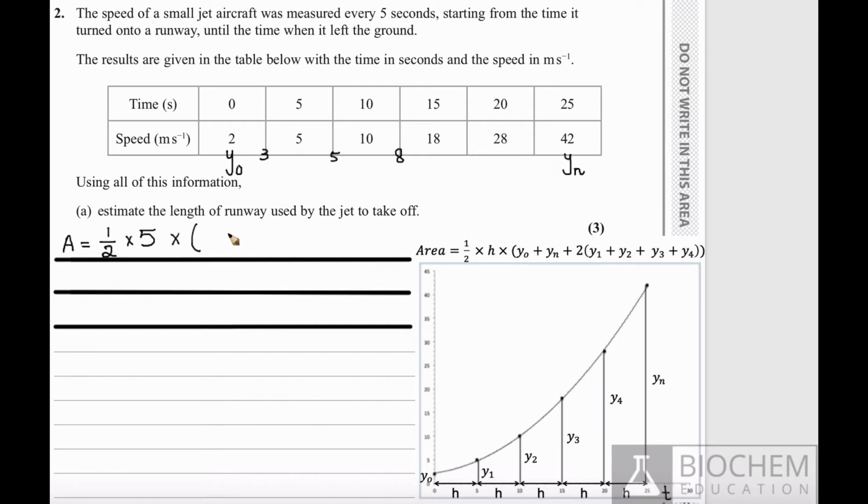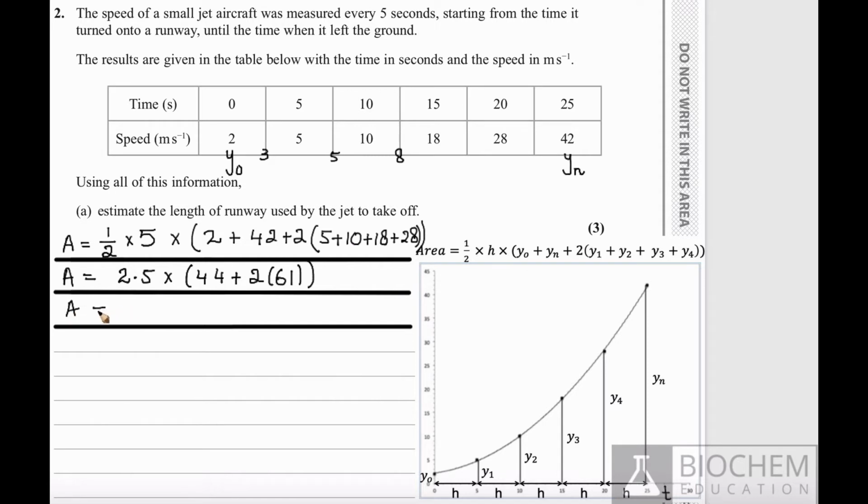So putting all these values in the formula, we can say y0 being 2, yn being 42, plus 2 times all the values in between, 5, 10, 18, and 28. So area is therefore equal to half times 5 is 2.5 times 42 plus 2 is 44 plus 2 times 61, which is the sum of all of these numbers.